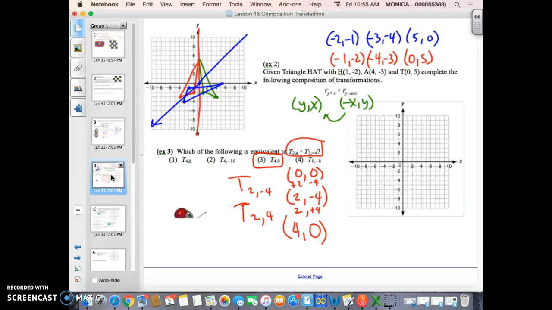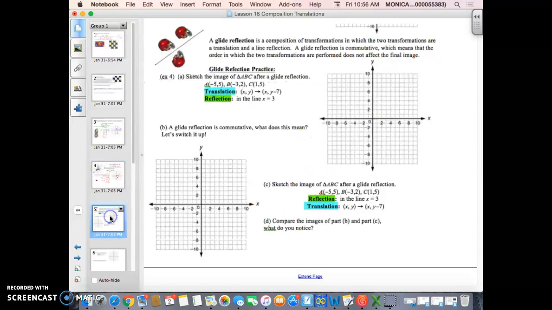If I wanted to see that again, I just came up with an example. You could use any example. I'm going to go over 2 and down 4. So that's my first. This is t, this would be t prime. And then I'm going to go over 2 more and up 4. This is t double prime. You'll see that I ended up 4 over, and I didn't go up or down at all. I just went across 4. All right, try the next one on your own.